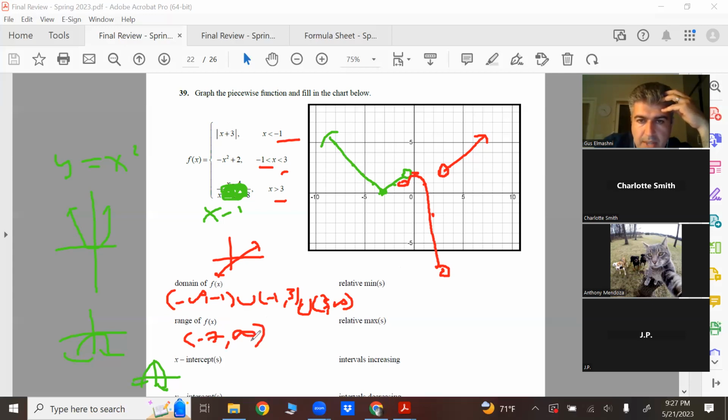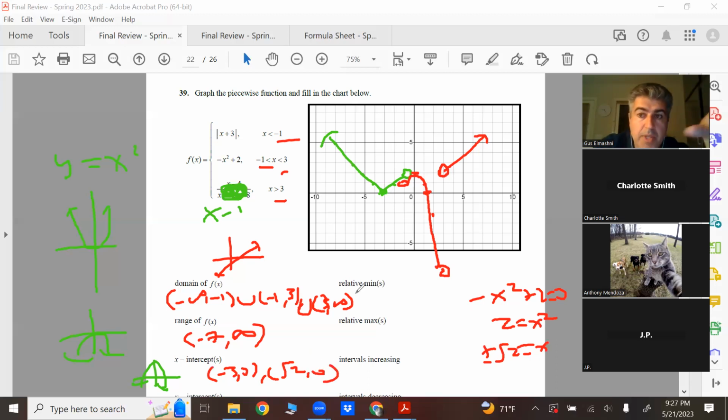X-intercepts are where it crosses the x-axis, included at -3. So -3, 0. But for the parabola, you have to set the parabola equal to 0. That's not hard. Just do that and solve. 2 equals x squared. X is plus or minus √2. But it's obviously going to be positive √2, so that's another x-intercept.